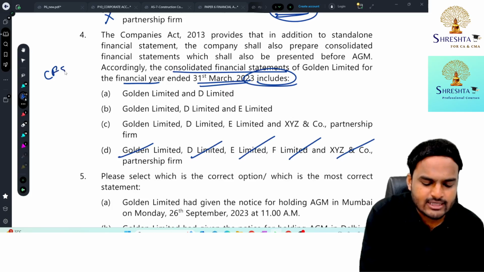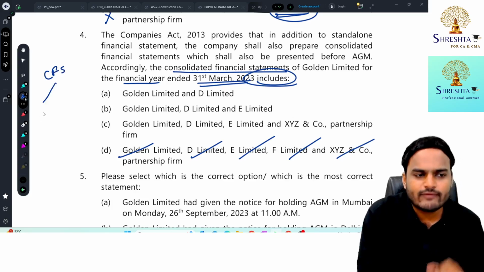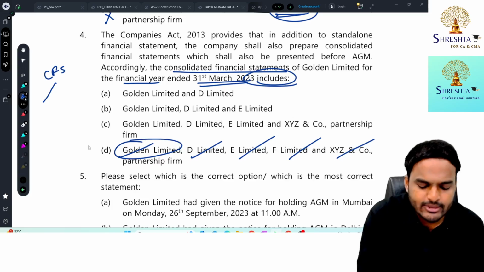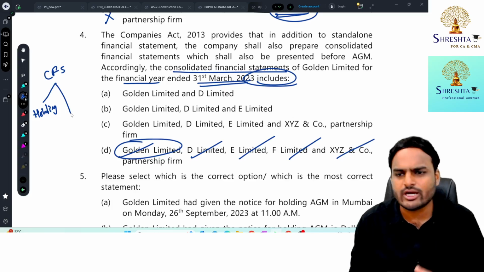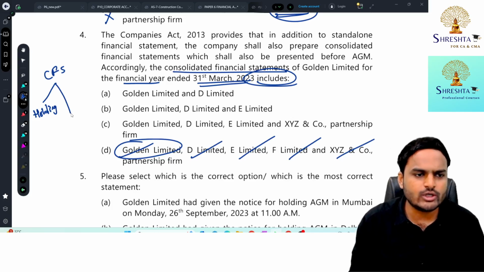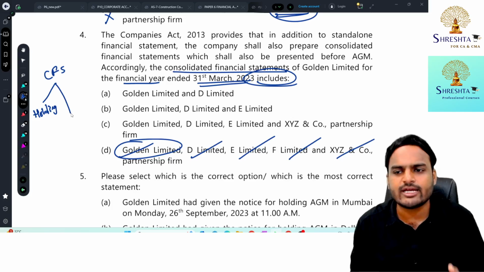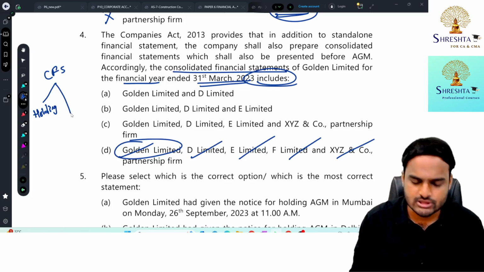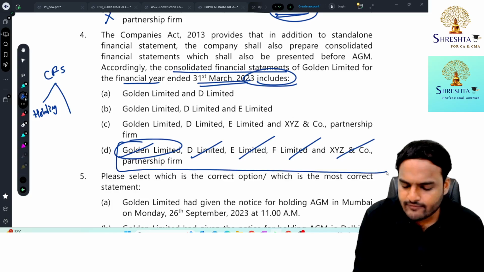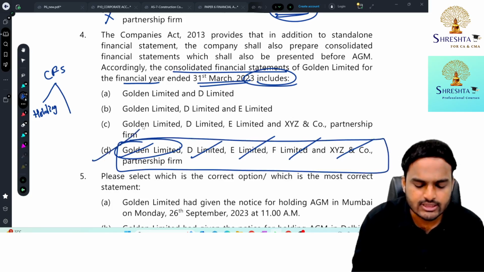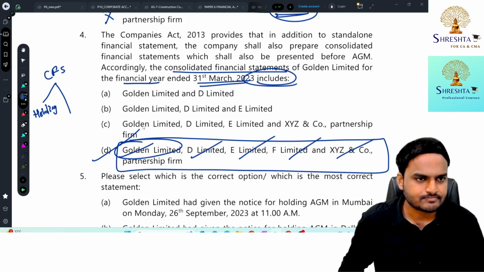In consolidated financial statements, you will find standalone financial statements of Golden Limited, that is the holding company, as well as all subsidiary companies and joint venture companies too. So Golden Limited, D Limited, E Limited, F Limited, XYZ and Co partnership firm. So yes, you have to consider financial statements of all these entities. D is the correct option.